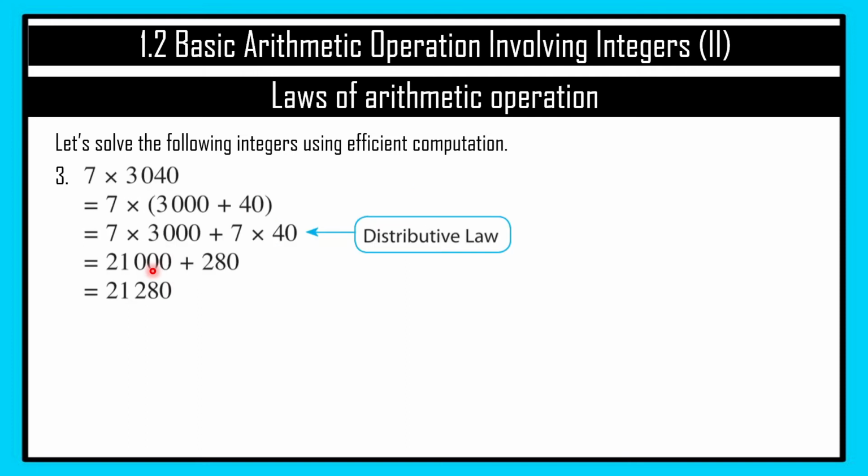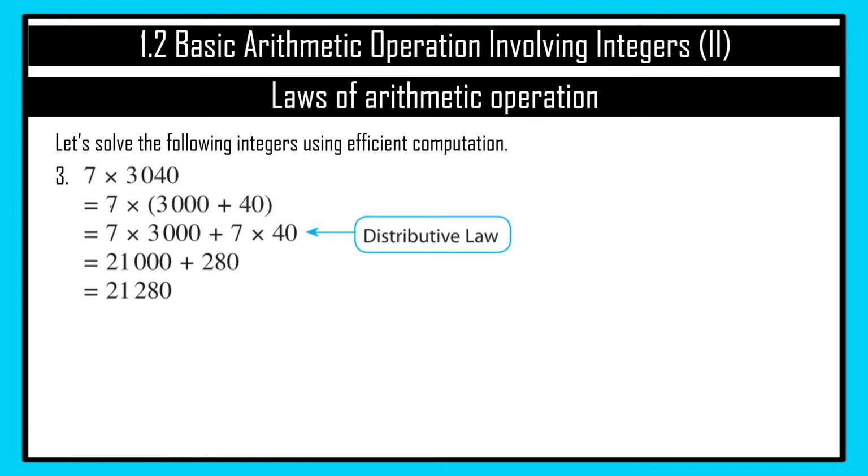Next one. You can disagree with the sample. You can also agree with it. We'll see why it is used like this. 7 multiply 3040. From the 3040, I can separate it to become 3000 plus 40. Now according to the distributive law, when it is plus, anything multiplied outside will still remain the same.